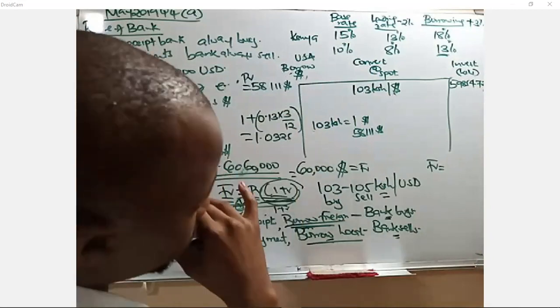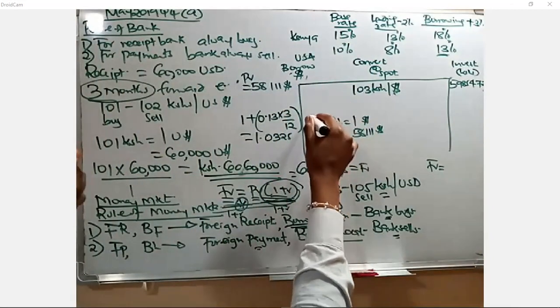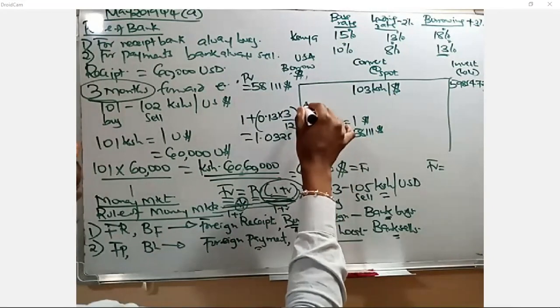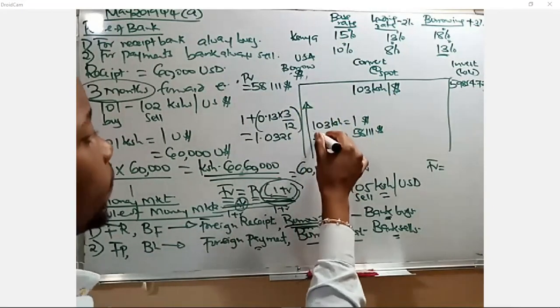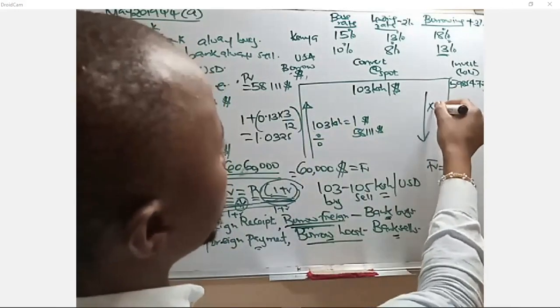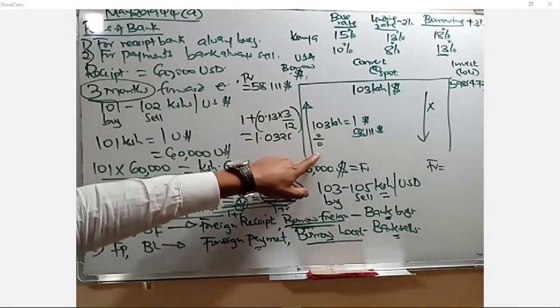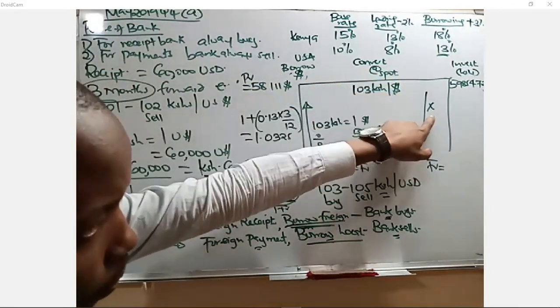Our contract is for 3 months, right? So in this case it means, let me tell you something simple. When you are going up like this, you divide. When you are going down, you multiply. Never forget that concept. When you are going up, divide. When you are coming down, multiply, right?